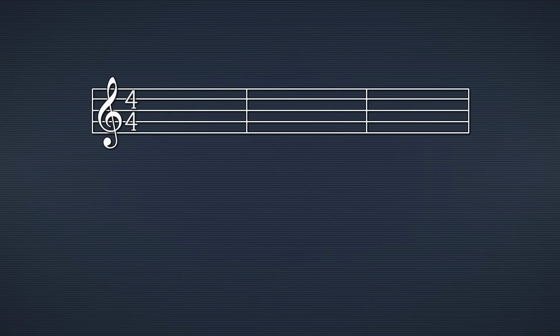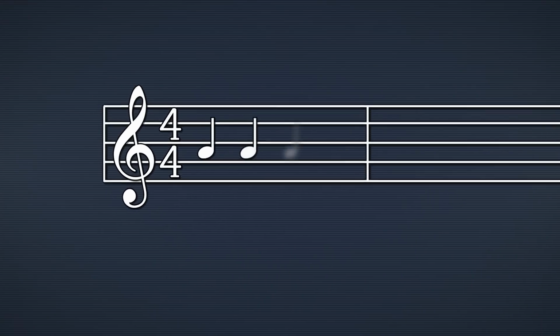I mentioned quarter notes, ticks, time signatures, and stuff like that, but how exactly do those fit together? First of all, here are some bars of music. Bars are just the separated areas you see here. They're also sometimes called measures. We can fill bars with notes. Here are 4 quarter notes in our first bar.